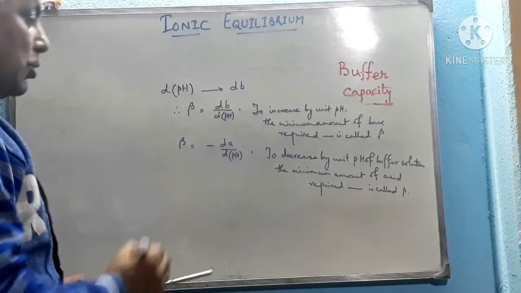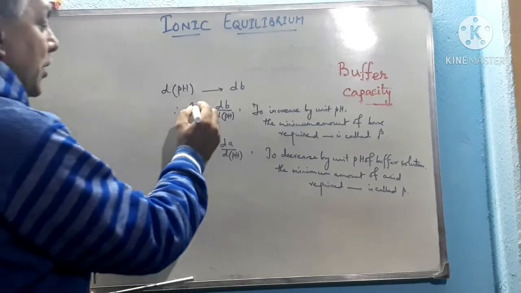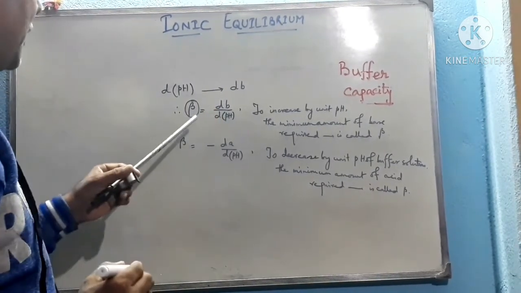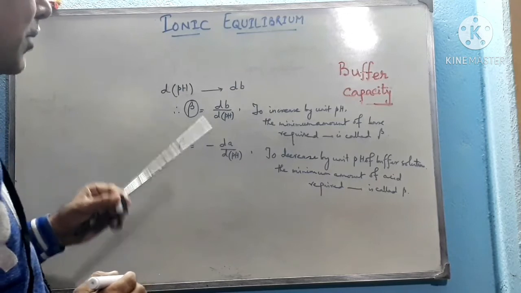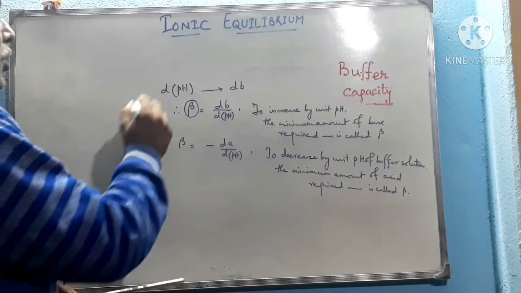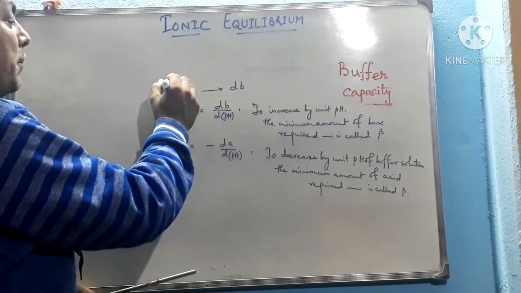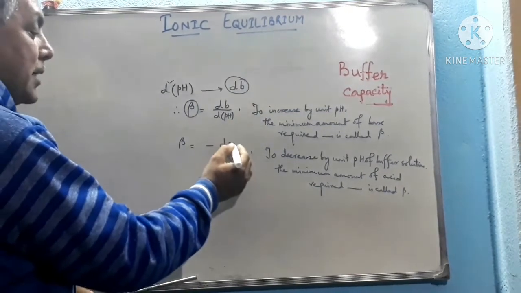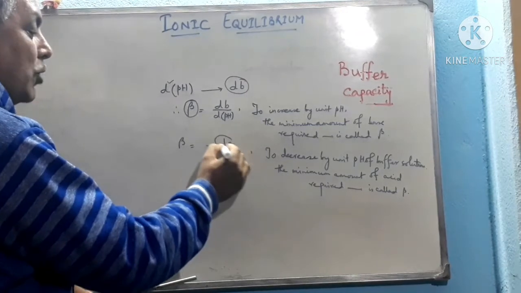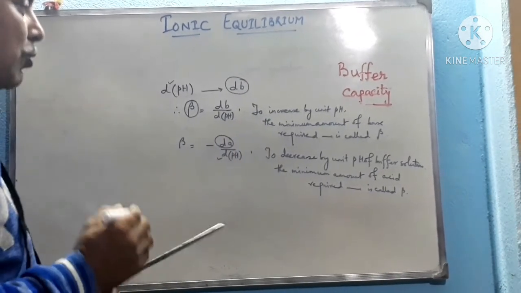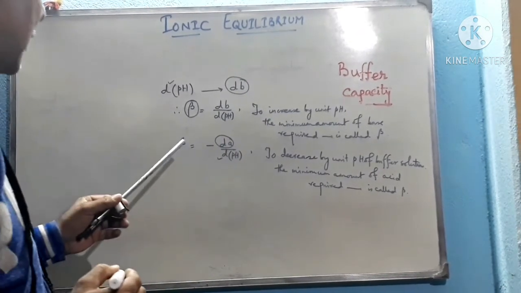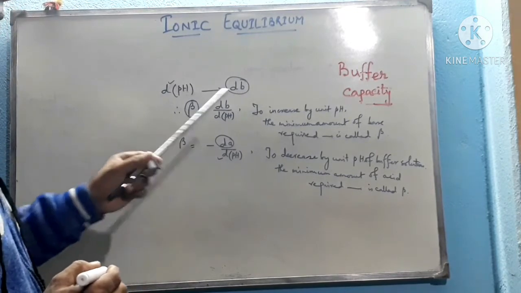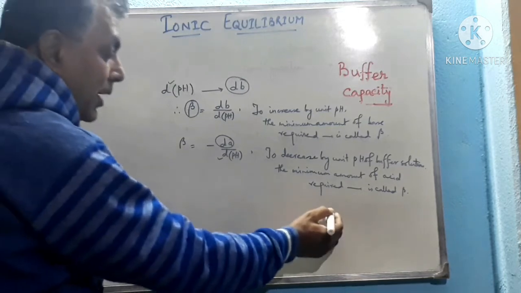So with the increase of the value of beta, we know that buffer capacity of that buffer solution increases, because to increase the value of pH requires greater amount of base, or to decrease the value of pH requires greater amount of acid. That means that buffer is a good buffer. So buffer capacity depends on the beta. Increase of the beta means the buffer capacity of the solution is higher.